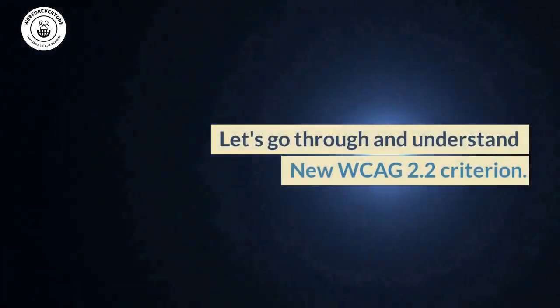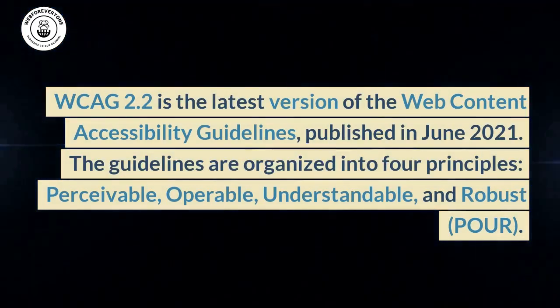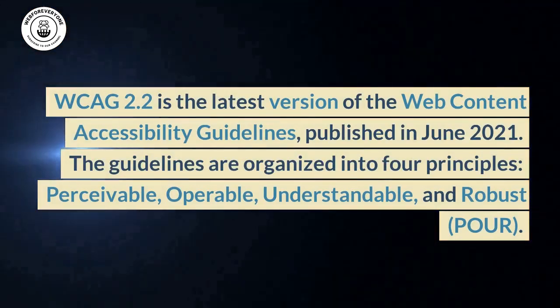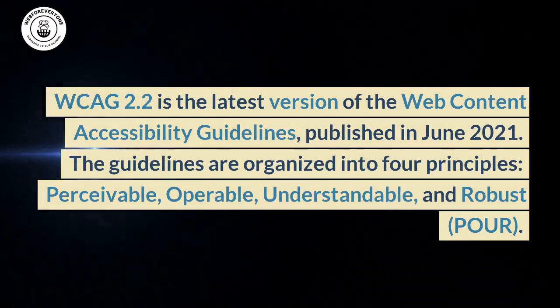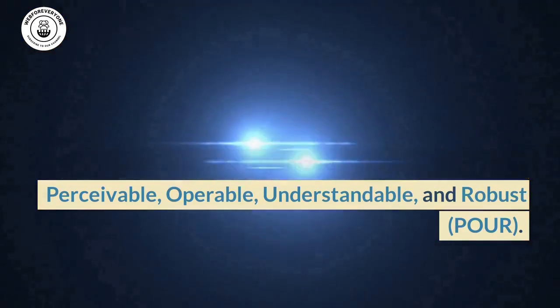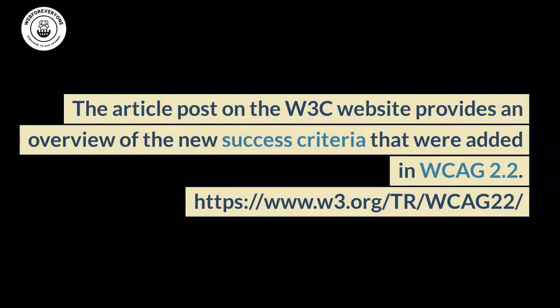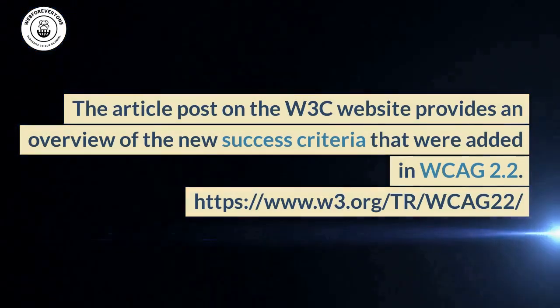Let's go through and understand the new WCAG 2.2 criteria. WCAG 2.2 is the latest version of the Web Content Accessibility Guidelines, published in June 2021. The guidelines are organized into 4 principles: perceivable, operable, understandable, and robust, POUR. The article post on the W3C website provides an overview of the new success criteria that were added in WCAG 2.2.